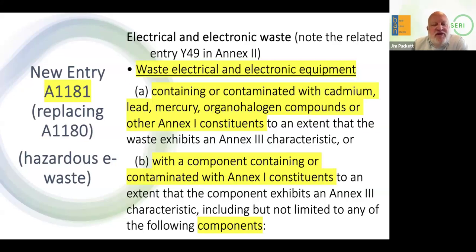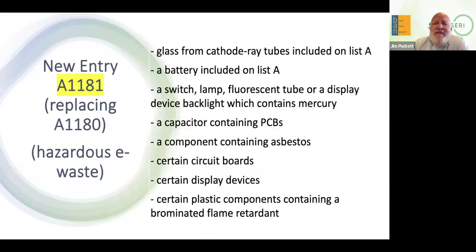The new hazardous entry, I'm not going to go in great depth here because it's very similar. It basically says that the bullet points that you see there, those are the important things. It says waste electrical and electronic equipment. So we're talking about whole equipment that's contaminated with Annex 1 materials to a degree that they created hazardous characteristics. It also includes those equipment containing components that are also hazardous. And they predict which ones are of concern. It's a non-exhaustive list here. Certain circuit boards, certain display devices, et cetera, signaling what you need to be concerned about.